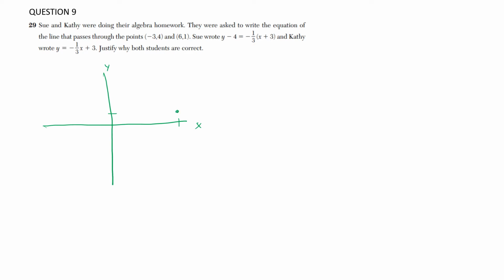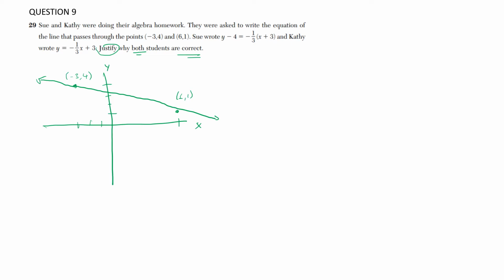So we're about here. 2, 3, 4. Negative 1, 2, and 3 puts it about here. Okay. So we could draw a line through that. There we go. And I'll label the points 6, 1, negative 3, 4. Sue wrote this one equation here, and Kathy wrote this equation. The question is asking us to justify why both students are correct. It's interesting because they don't look quite the same right now.